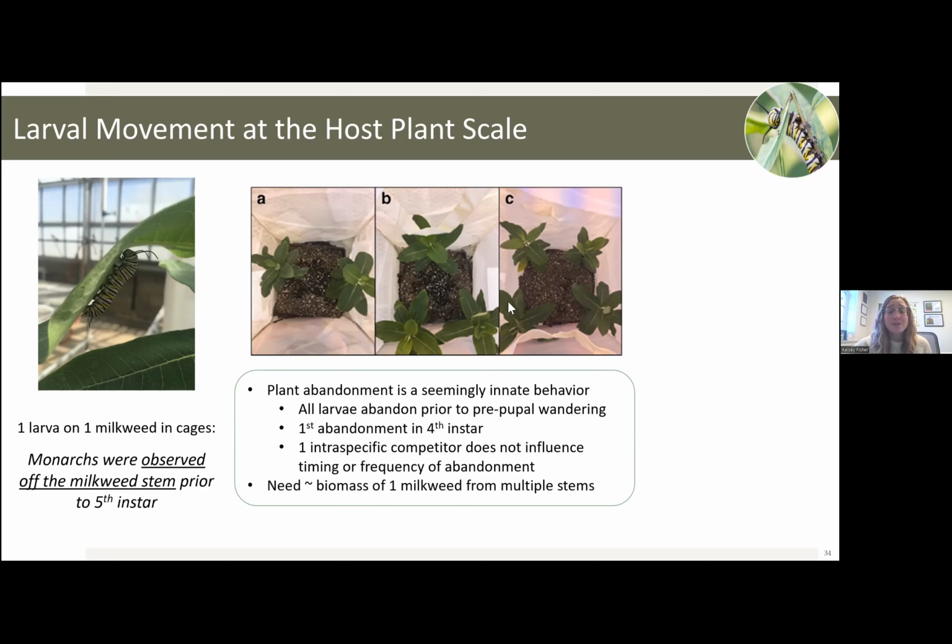And so by doing this study, we found that the plant abandonment behavior, them leaving their natal plant, seems to be an innate behavior. It seems like all of the caterpillars are doing this for some reason, and we're not quite sure why.